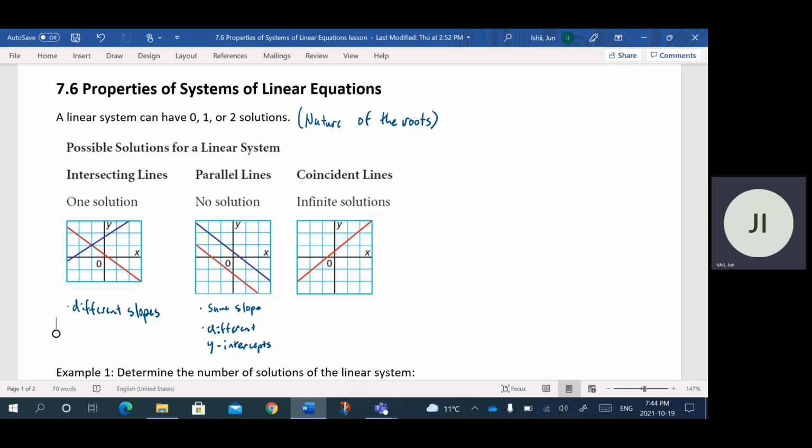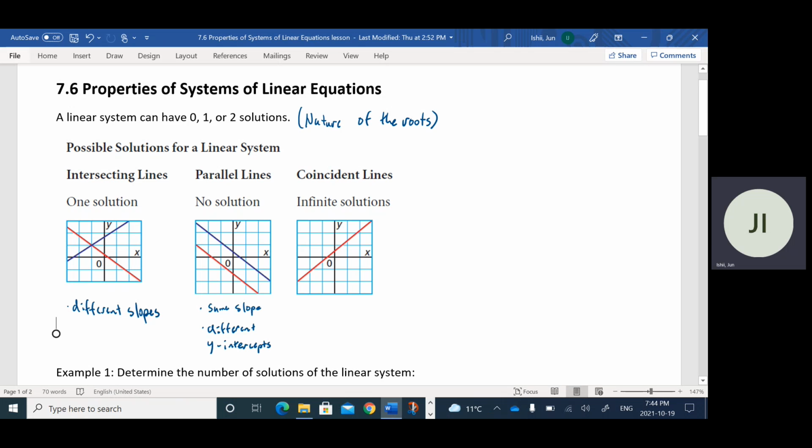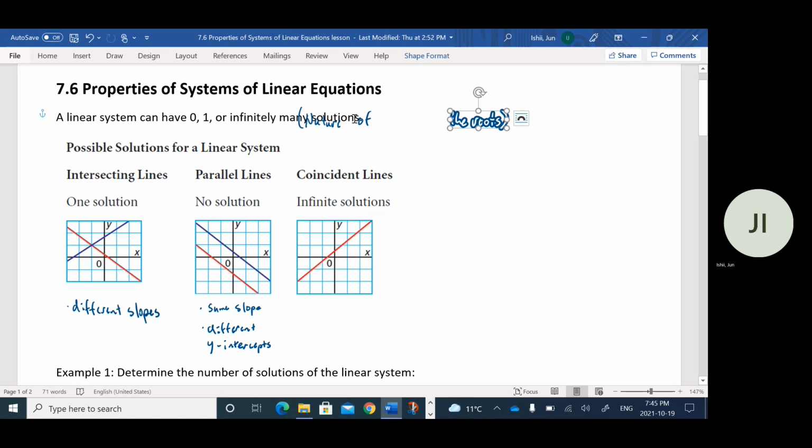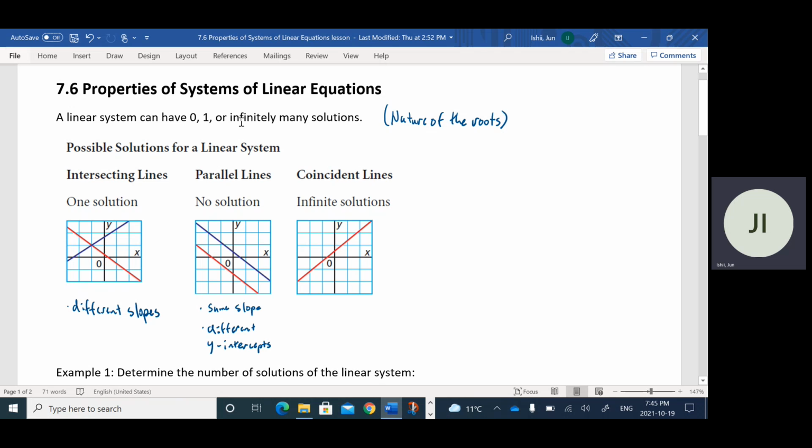Now, the third possibility, which is infinitely many solutions, actually, you know what? I just realized that the first line there is incorrect. You can have no solution, you can have one solution, or infinite. So that was an error. You can't have two solutions. You cannot. You can have infinitely many. That occurs when you have basically two of the same lines.